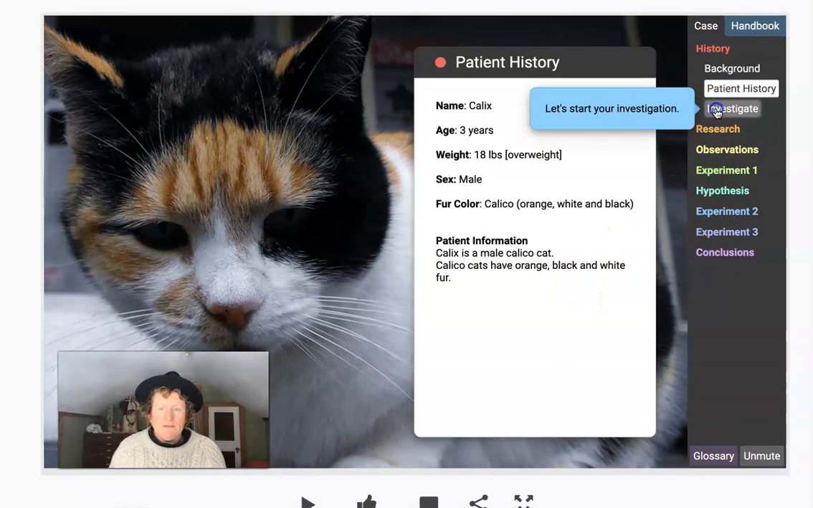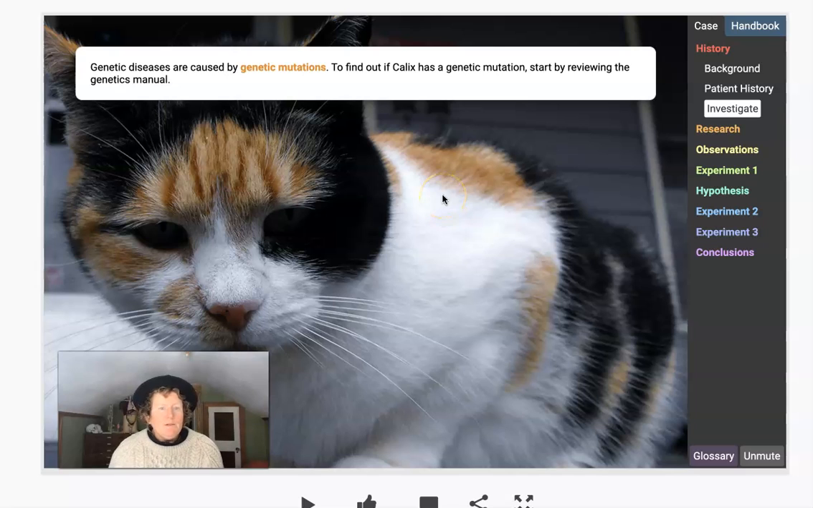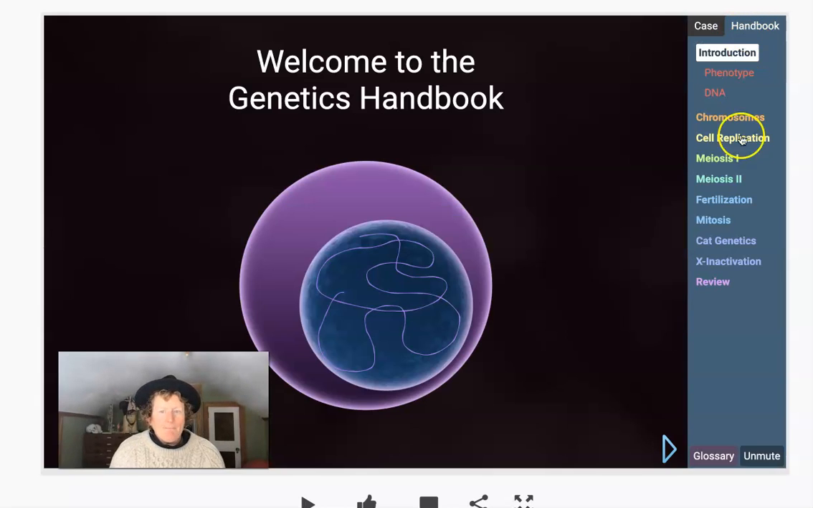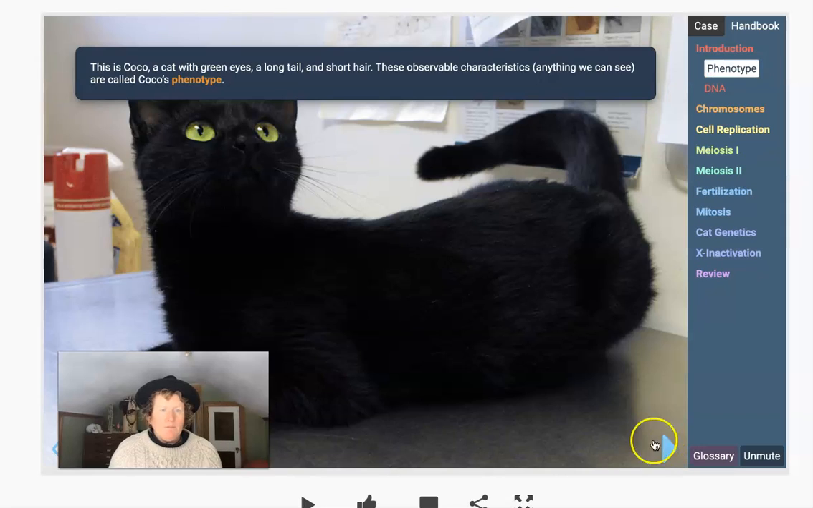Let's investigate here. Genetic diseases are caused by genetic mutations. To find out if Calyx has a genetic mutation, let's start by reviewing the genetics manual. So we're going to go over to the handbook here, and we're going to learn a little bit more. This is Coco, a different cat, with green eyes, a long tail, and short hair. These observable characteristics, anything we can see, is called a phenotype.